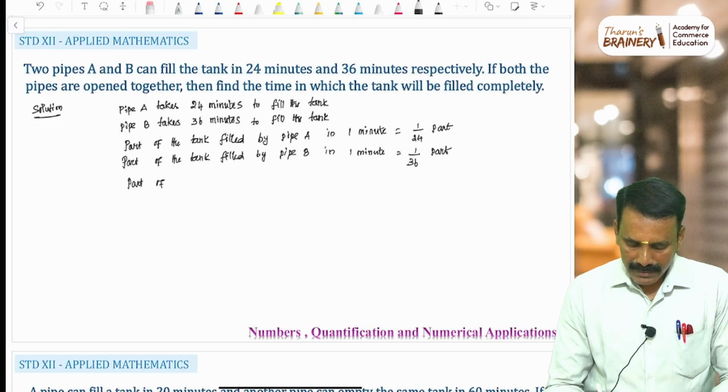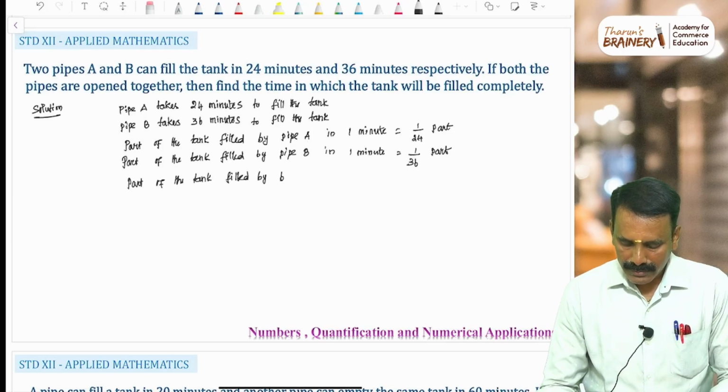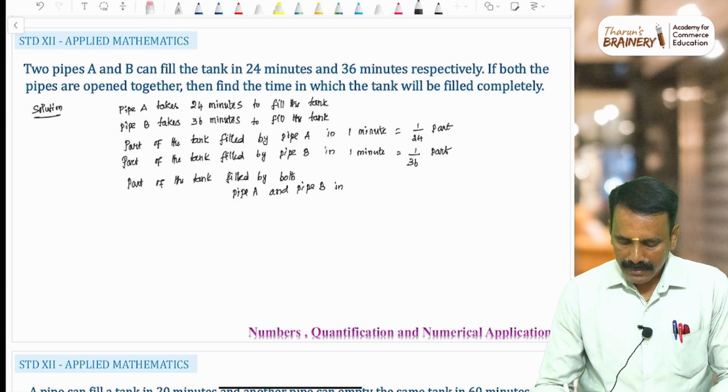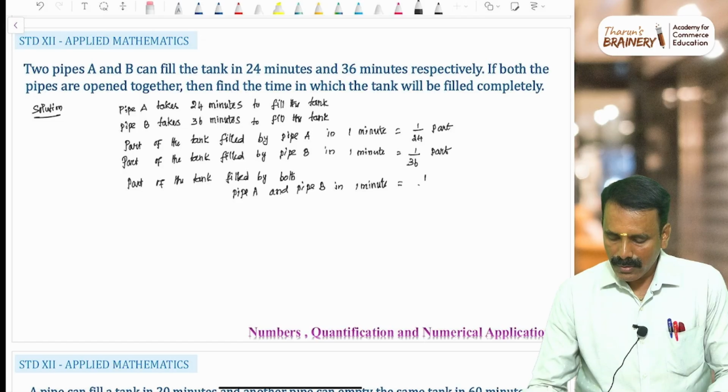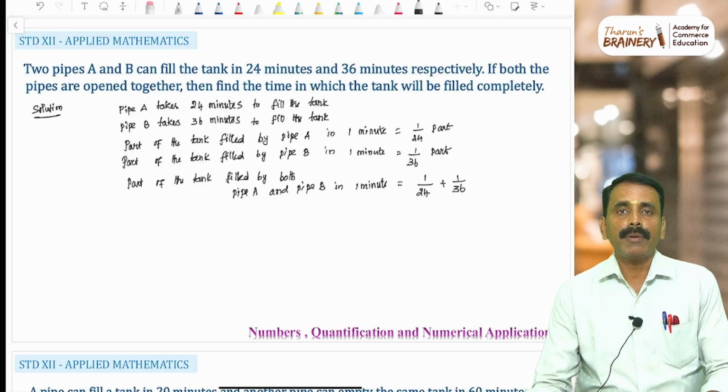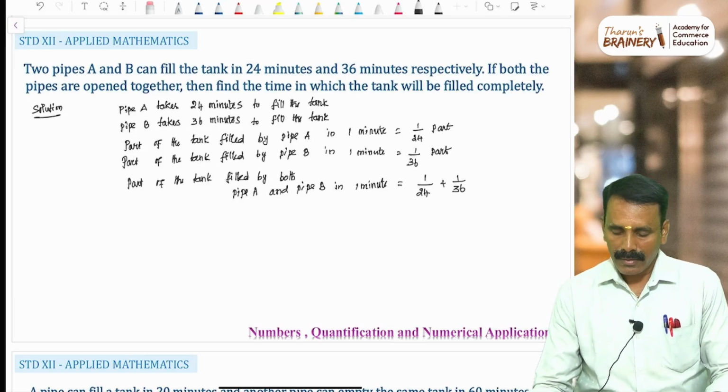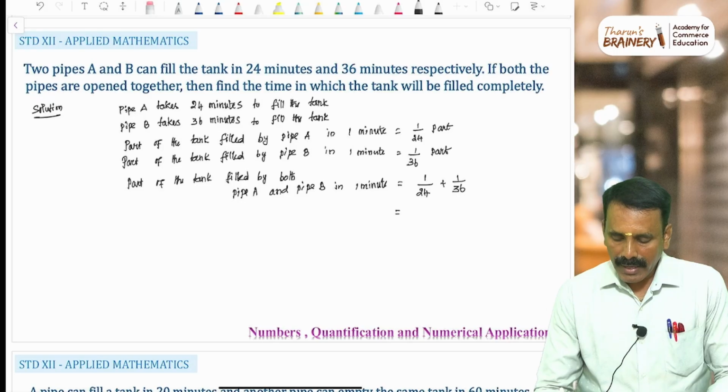So part of the tank filled by both pipe A and pipe B in 1 minute will be equal to 1 by 24 plus 1 by 36. We are adding. Why? Because both the pipes are opened together. So we have to add this fraction.